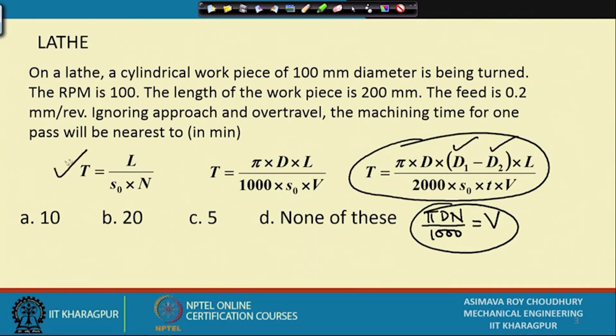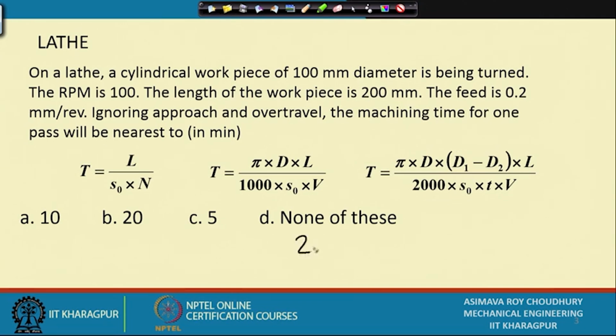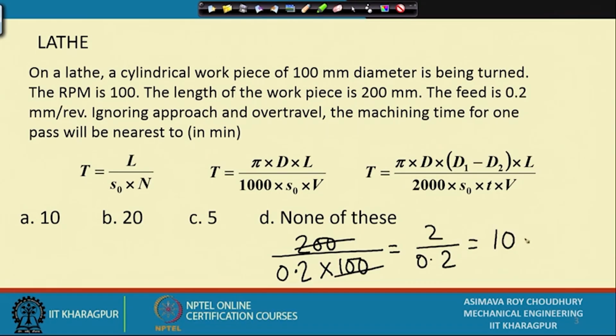So, with this one, let us try to find out whether we can do it. What is the length of the job? It is 200 millimeters, just let me clear the board, 200 millimeters we have. Let us divide it by the feed, that is 0.2, and then let us further divide it by the RPM, that is 100. Okay. So, this cancels out, 2 divided by 0.2, and it comes out to be 10 minutes.